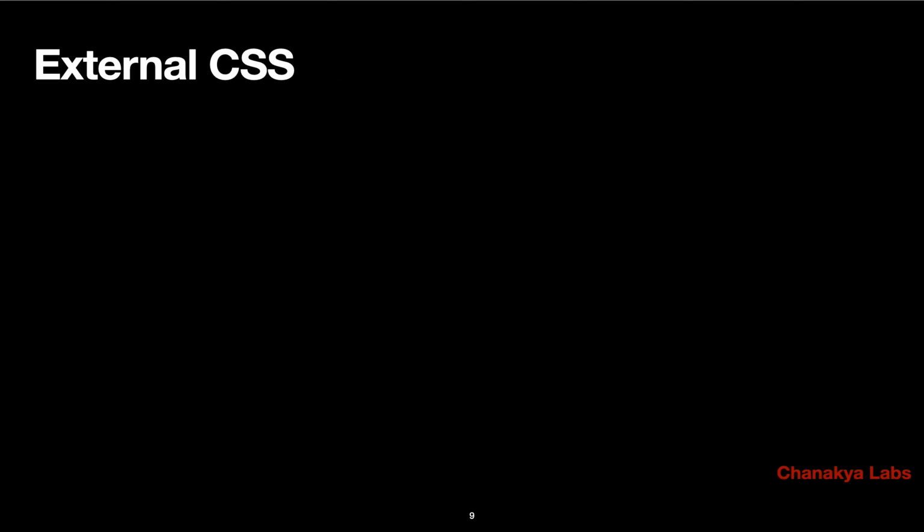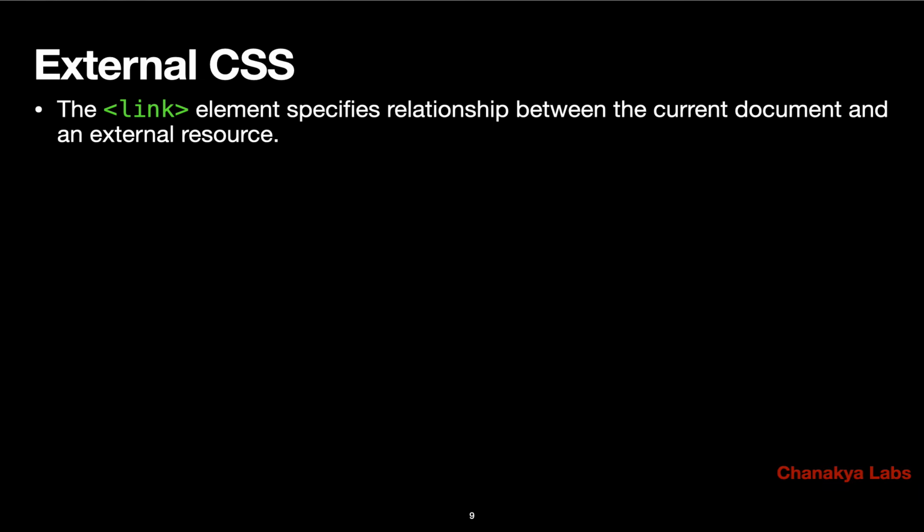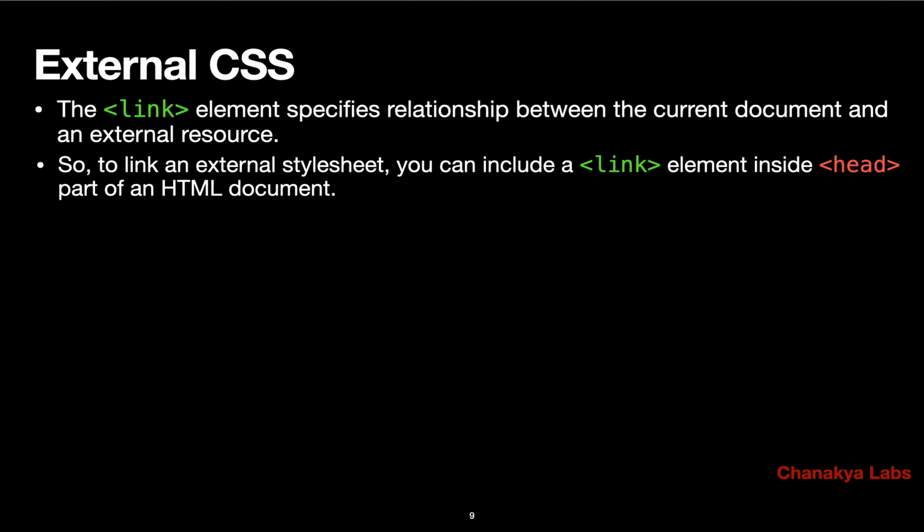Okay. And we come to the last, third method, where we mentioned that there is something called external CSS, where we can take all the CSS, put it in a file, and then link that to the current document as an external resource. And this linking part is done through a tag called link.